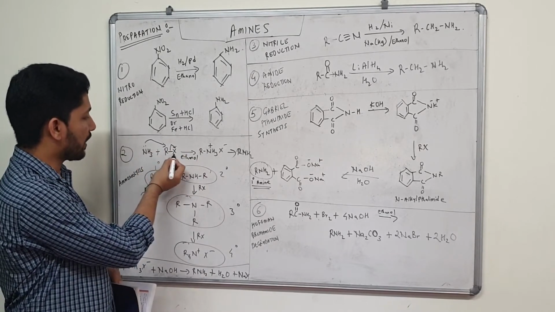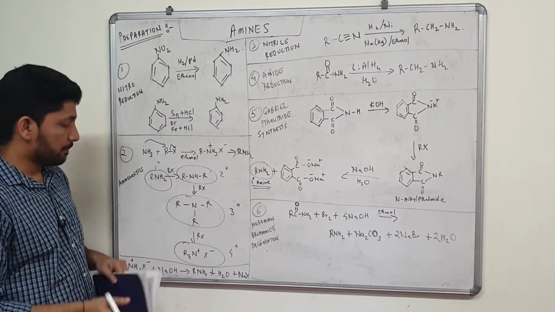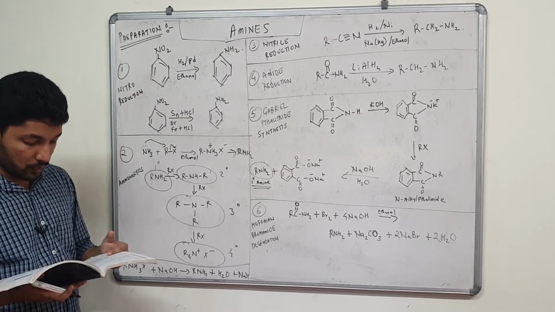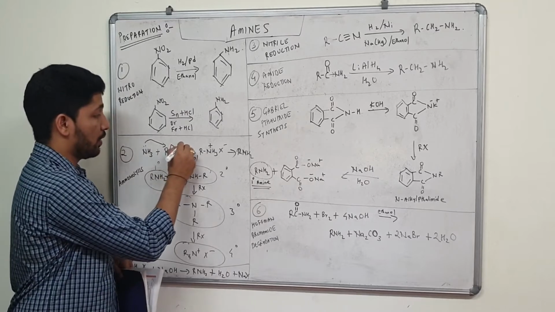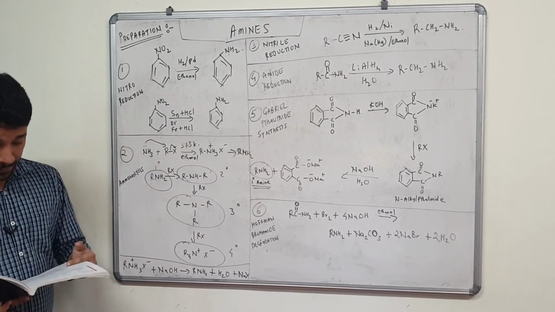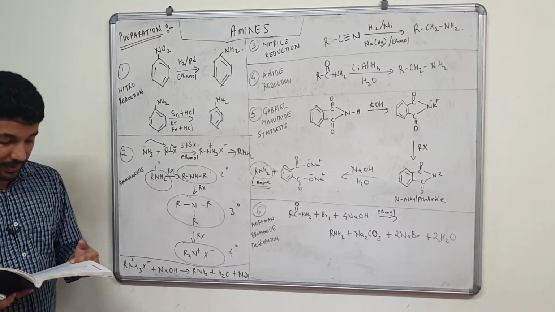Can you see over here, there is RX, and it gets replaced by the amino group. Did you understand? The reaction is carried out in a sealed tube at 373 Kelvin. So 373 Kelvin is also a mandatory requirement over here. That's 100 degrees Celsius. This reaction is carried out in a sealed tube at 373 Kelvin.